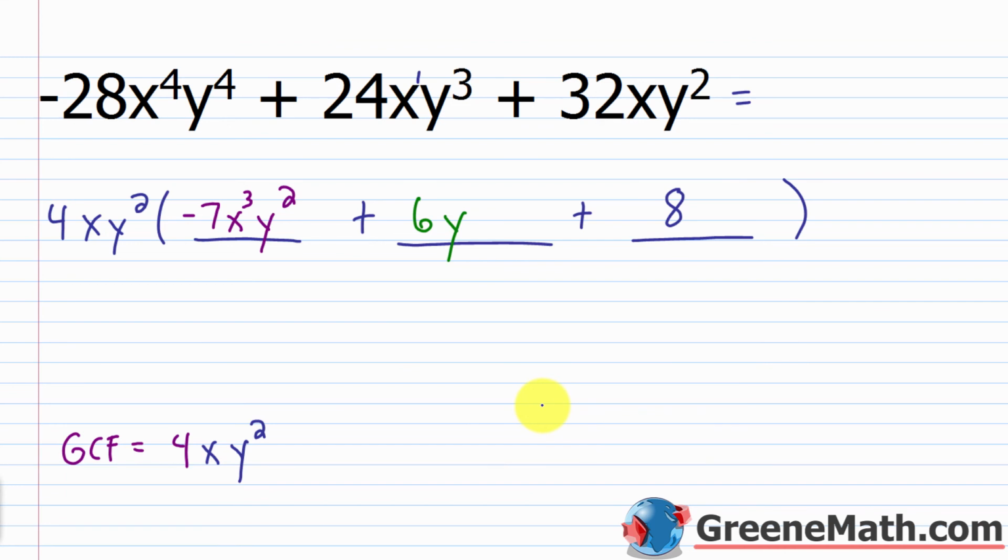And we see our answer is 4xy squared times the quantity negative 7x cubed y squared plus 6y plus 8. Now, if you wanted to check to make sure that you factored this correctly, you could use your distributive property and distribute this 4xy squared to each term, and you can see that you get this polynomial up here back.